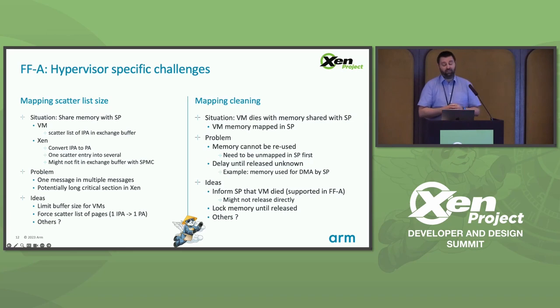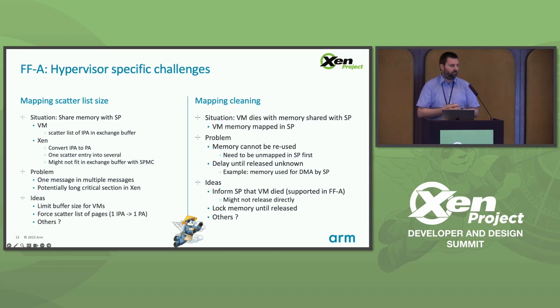The problem is that one list in the guest buffer can turn into a very big list between Xen and the SPMC, which means one message coming from a guest might have to be split into several messages so that we transfer this mapping request to the secure world. This creates a long critical section inside Xen. We will have several exchanges between the secure world and Xen until those mappings are actually created on the other side. So there are open questions, and we are welcoming ideas on how to fix that.